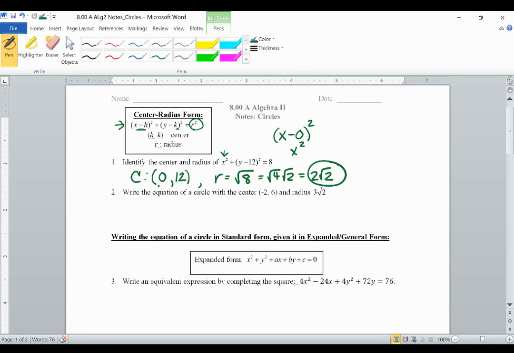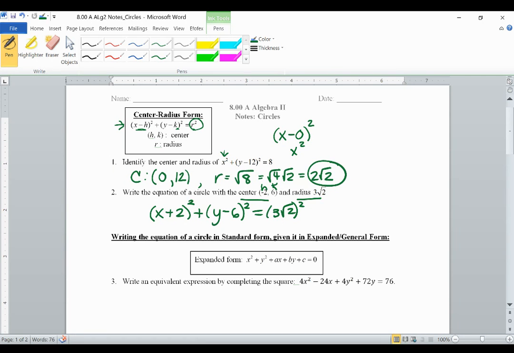Number 2, I gave you the center and the radius, and I want you to give me the equation. So again, you have to have this equation memorized. So we take x, it's minus negative 2, so that becomes plus 2. Here, that's why you change the signs. Plus y minus 6 quantity squared, this is your h and your k, equals 3 rad 2 squared.